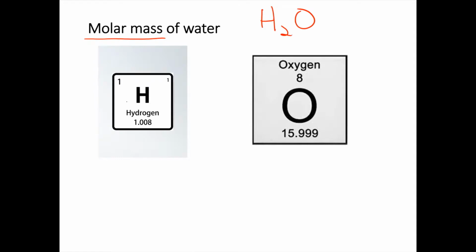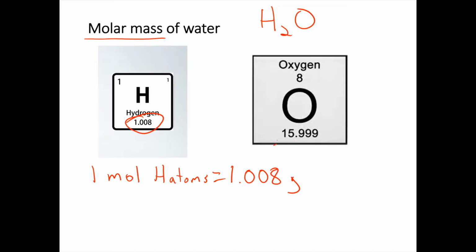When I look at H on the periodic table, this is what I see. It turns out that this number right here is the mass in grams for 1 mole of hydrogen atoms. Let me just say that again. 1 mole of hydrogen atoms equals 1.008 grams.